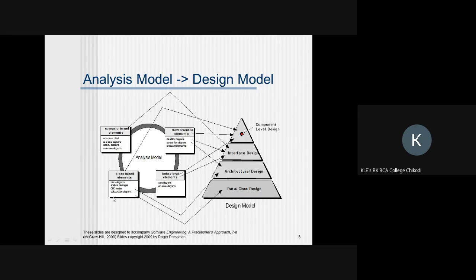The analysis model becomes the reference, and on that referred basis, a design model is constructed, like data class design, and then architectural design, interface design, and component level design. Like this, they have clearly separated it in a hierarchical way.